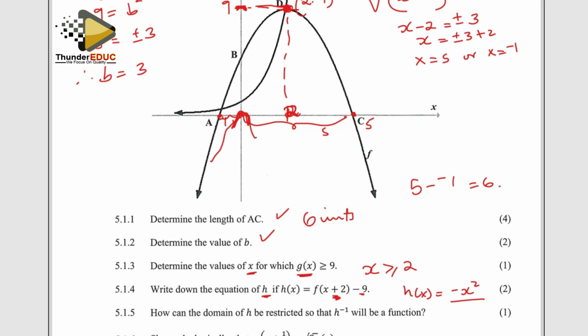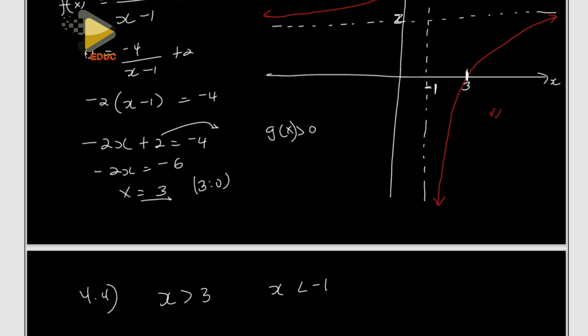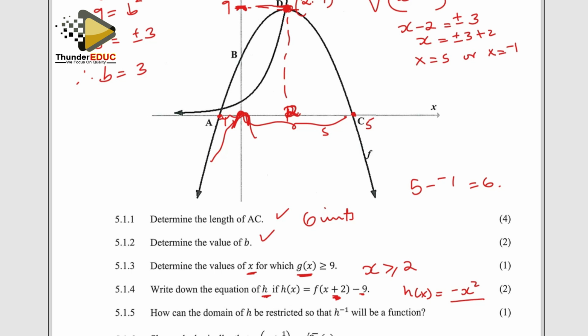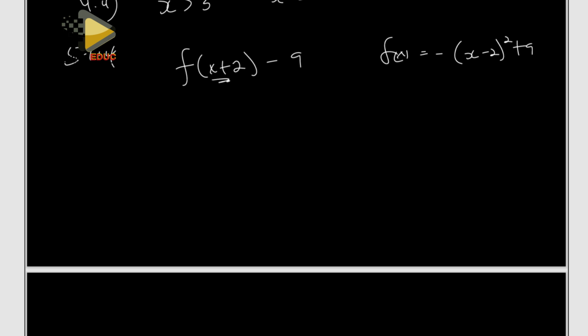We can go the manual way and say this is 5.1.4. We said h of x is f of x plus 2 minus 9. Originally, our f of x was negative times (x minus 2) squared plus 9. Let's substitute. Where there is x, let's put that. So it's going to be (x minus 2 plus 2) squared minus 9. No, this was a plus 9 from here.